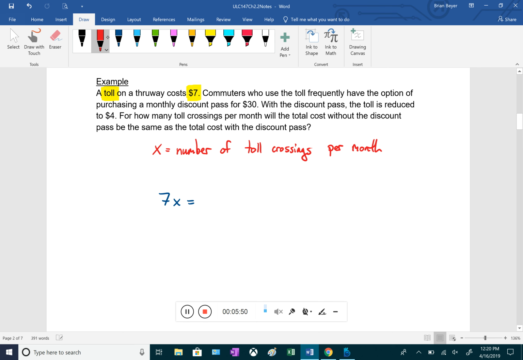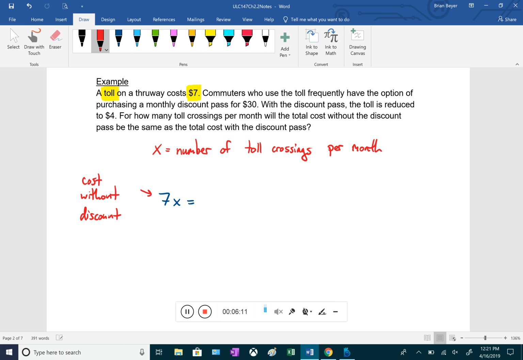So this represents the cost without the discount. So if you went across once, it would cost $7. If you went across twice, $14. 3 times would be $21, and so on.